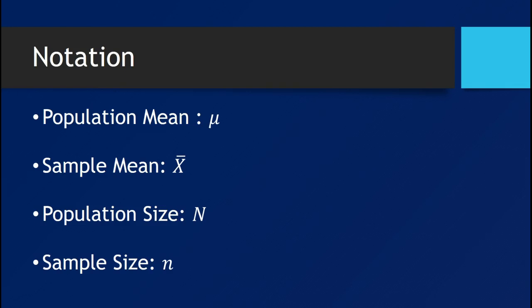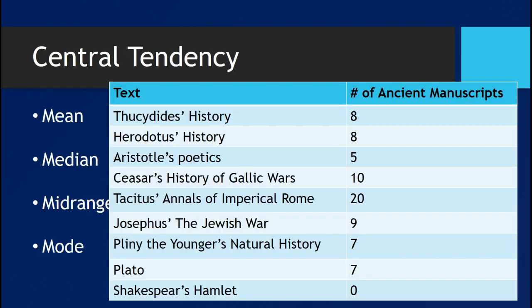Okay. One other little side note, oftentimes when we're talking about sample size, we use lowercase n, and when we use population size, we'll use uppercase N. And for most people, that's pretty straightforward. Population is the bigger group, sample is the smaller group. So uppercase N for population size and lowercase n for sample size.